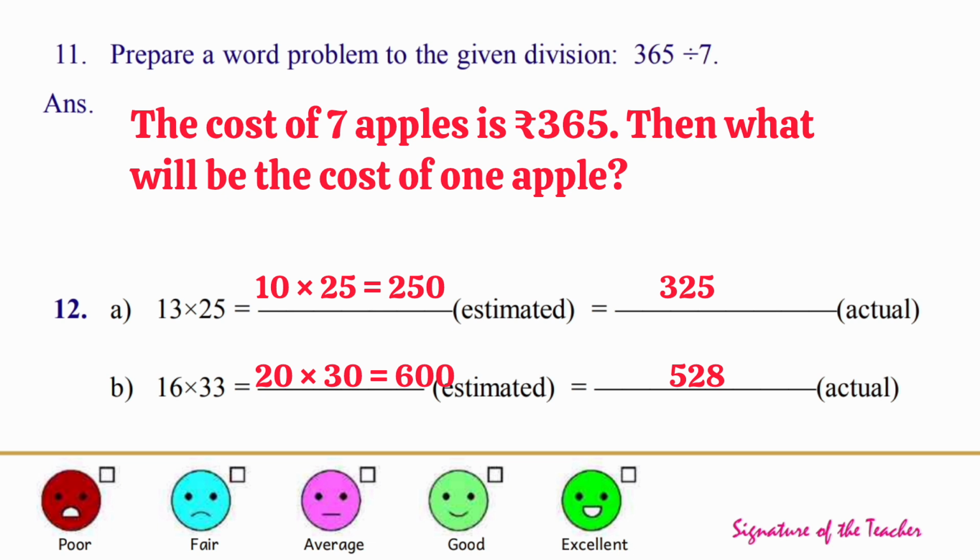Next one, 16 into 33. 16 estimated value will be 20 and 33 estimated value will be 30. 20 into 30 equal to 600. But actual value of 16 into 33 is 523. Understood, guys? Up to here your 4th chapter workbook answers are finished.